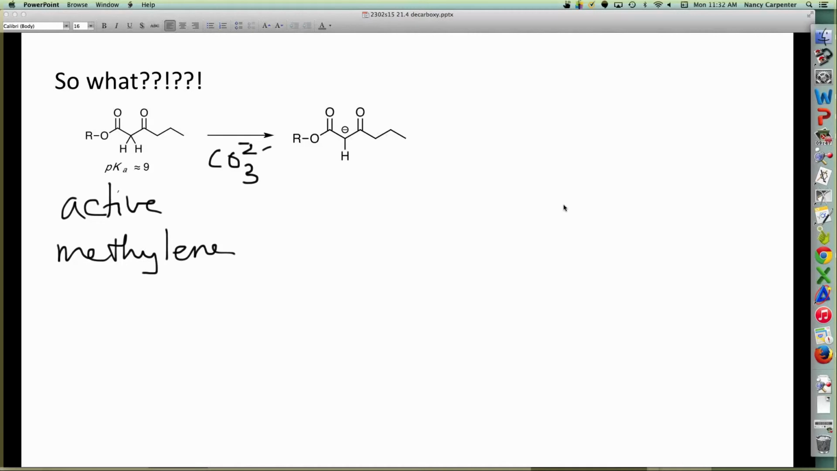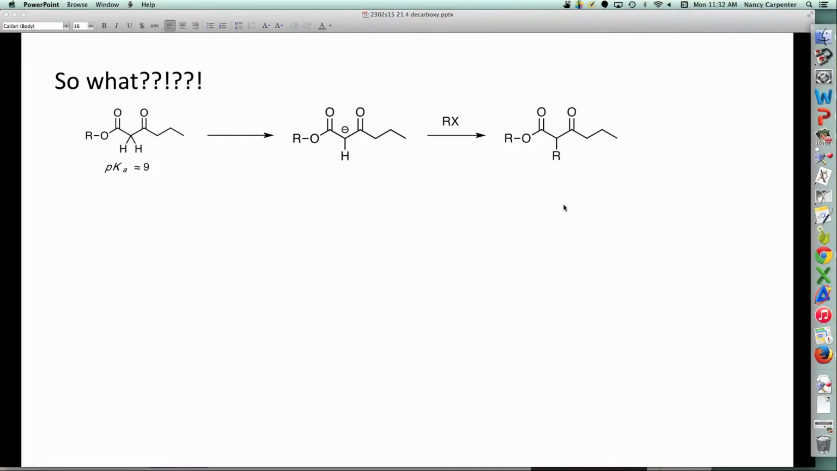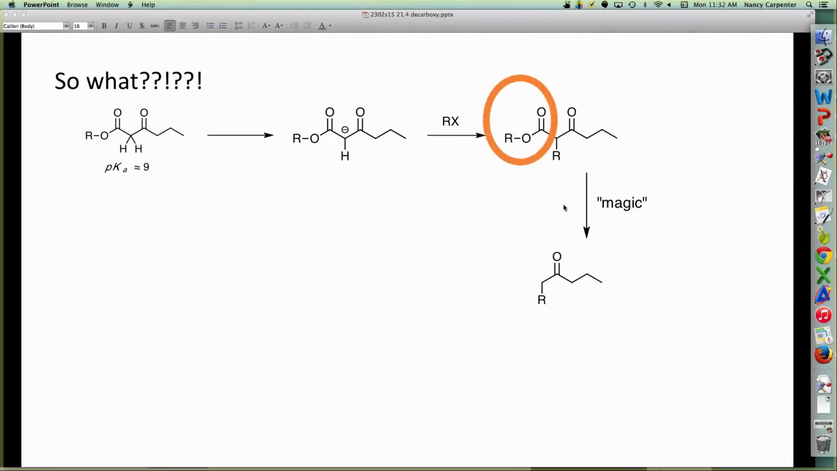Well, once you do that, you've got a good carbon nucleophile, and you can do any old SN2 you want to alkylate and make a new carbon-carbon bond. Big deal. We've been doing this forever. Well, why this is a big deal is because then we can magically clip off that CO2R group to give you this ketone.